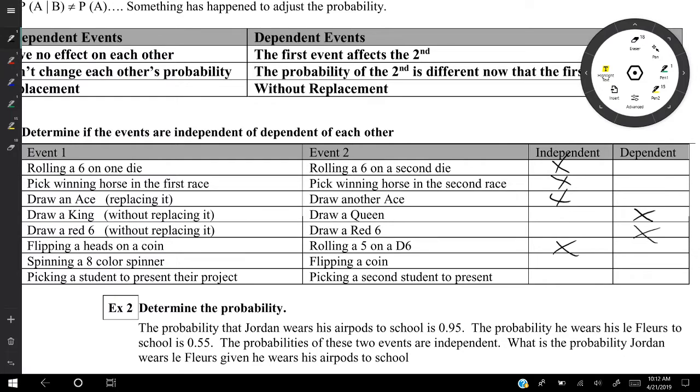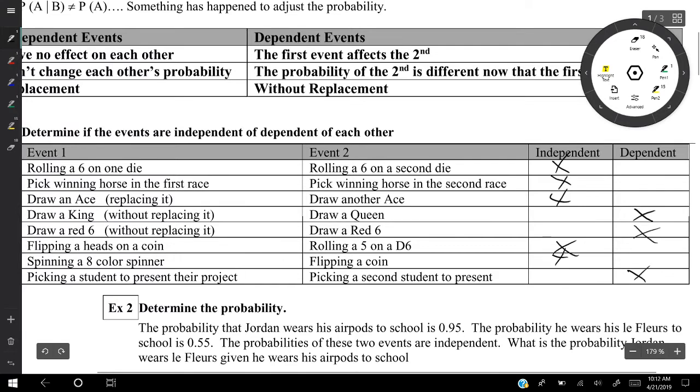Spinning an 8 on the color spinner and flipping a coin. What does a spinner have to do with a coin? They're independent. Picking a student to present their project, picking a second student to present. Well, if that person has already presented, they're not going to present again. They are no longer in the group of students to be chosen.